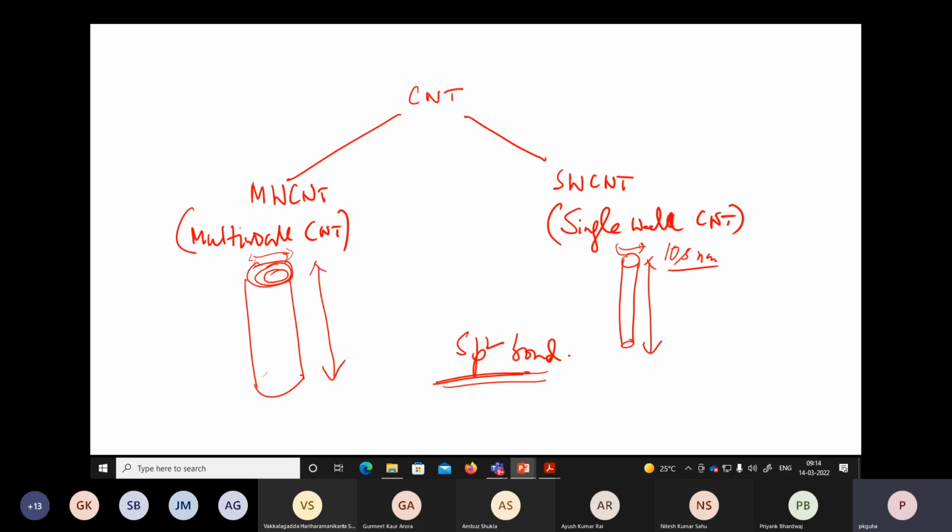So carbon nanotube, there are various applications. When carbon nanotube first came, it was discovered around 1991 by Iijima.